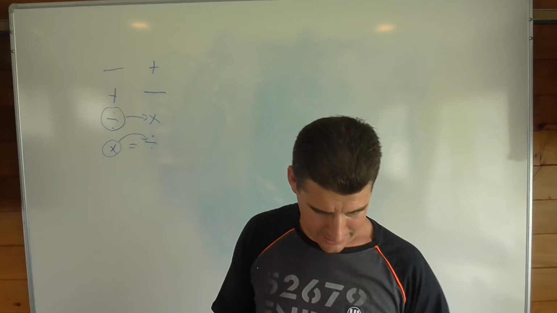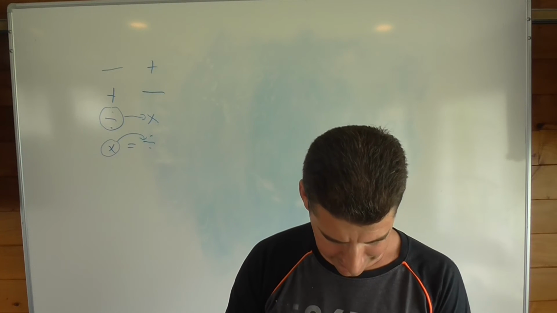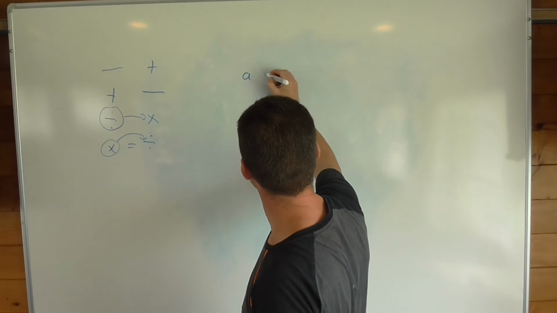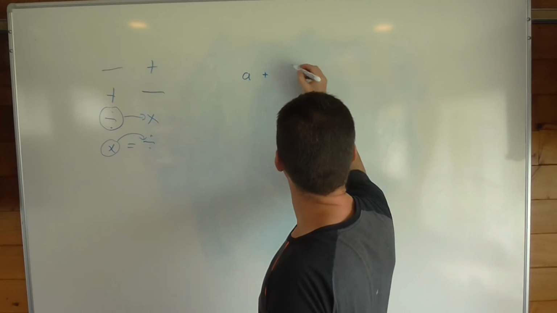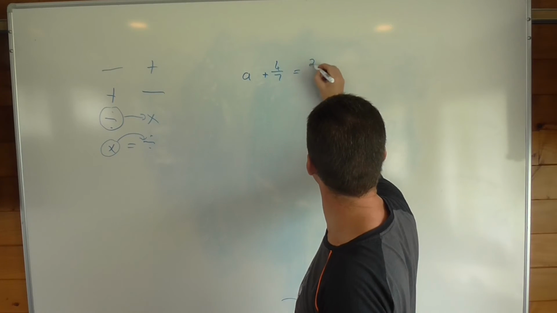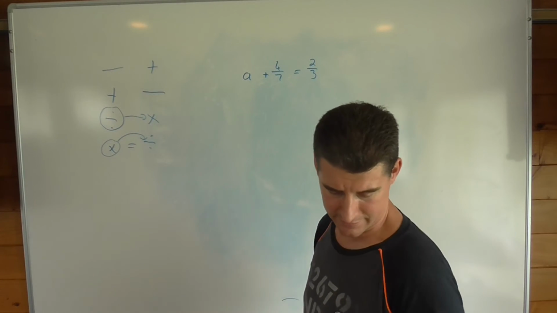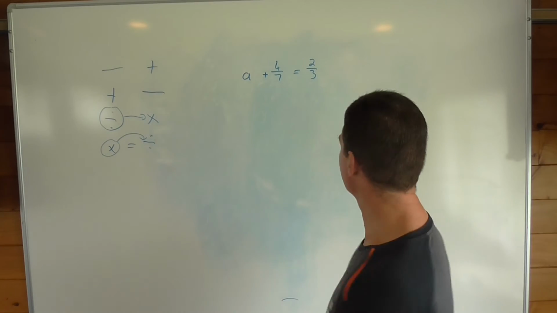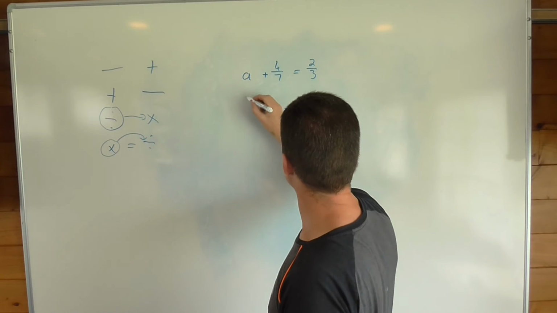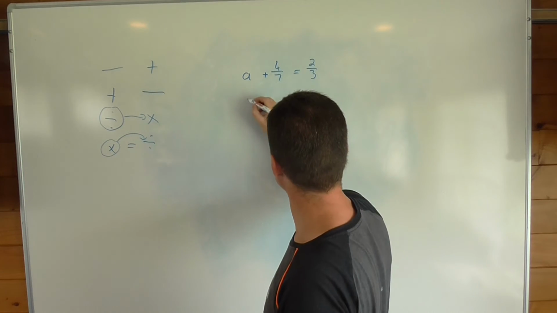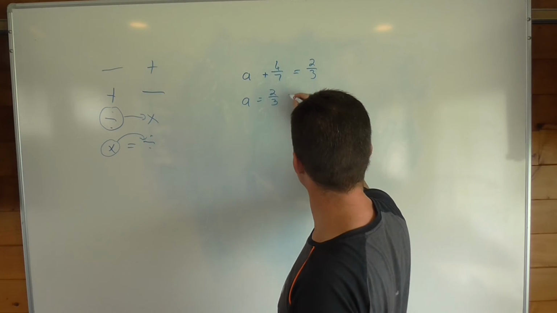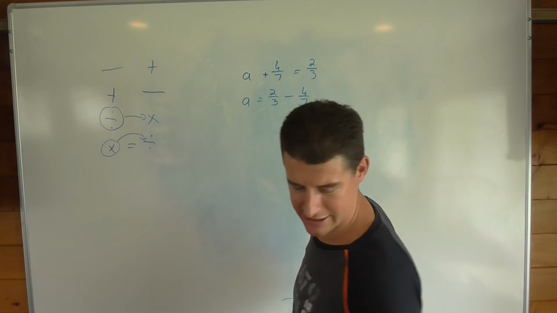Okay. So, problem number 3. Now we're going to be working a little bit with fractions again. a plus 4 over 7 equals 2 over 3. Okay. I know this looks a little bit daunting, but it's not that bad. We just need to get the variable, which will be a, on the one side. So we need to bring the 4 over 7 over. So a equals 2 over 3. The plus becomes a minus 4 over 7.